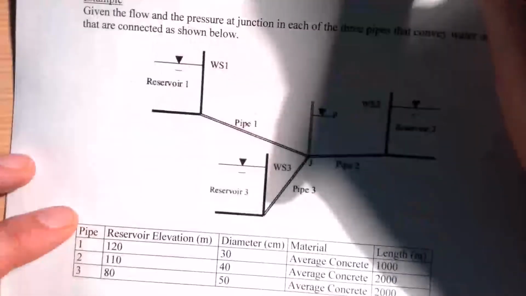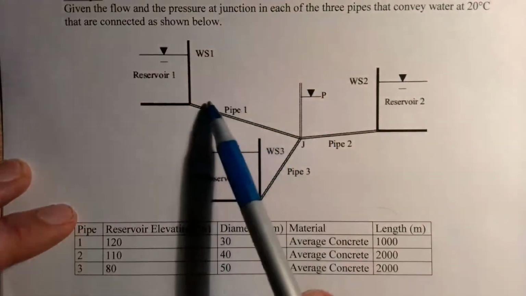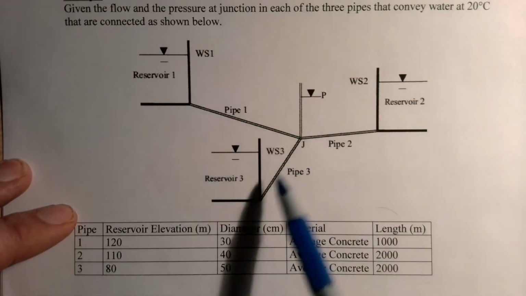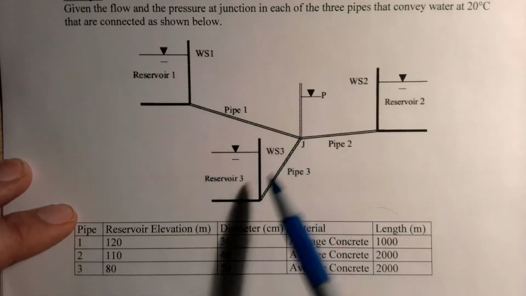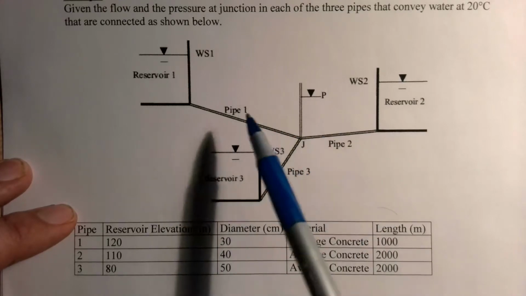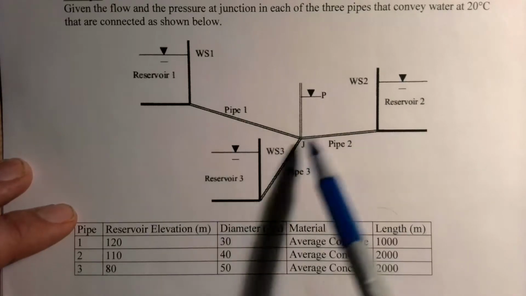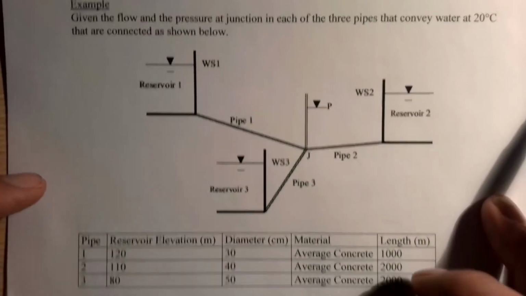So, for example, we're going to get to working this in a minute. Here we have three pipes. They're connected at a junction here, and we're going to have some flow that's going in and some that's going out, and we have to make sure that we have a conservation of mass at that point.